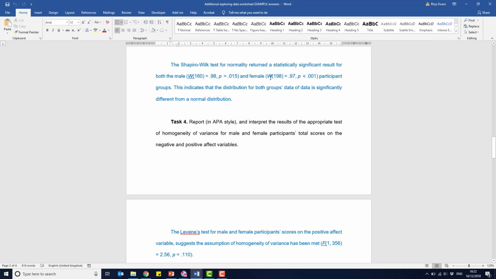For the females, we've got the same layout, so W denoting that we're talking about a Shapiro-Wilk. That would be a D if it was the Kolmogorov-Smirnov test we were reporting. In the brackets, we've got degrees of freedom, which was 198. You can see that in the table if you're looking at it now. We've got the value of W, Shapiro-Wilk, which was .97, and then the p-value, which we know was 0.000. We can't report it as p equals 0 because that is inaccurate. We can instead report it as less than 0.001, so that's what's here. So this would suggest on its own that the data is significantly different from a normal distribution.